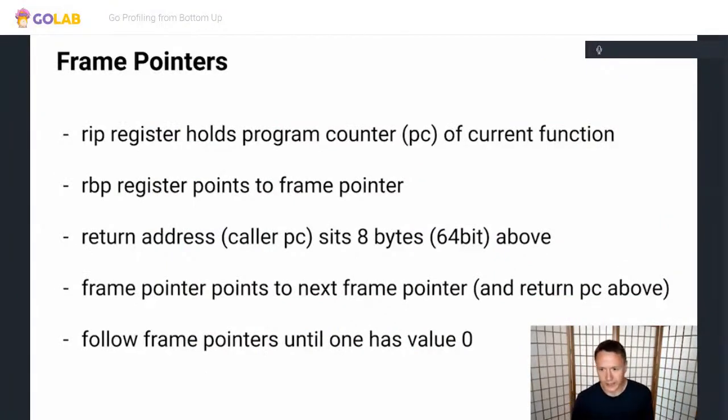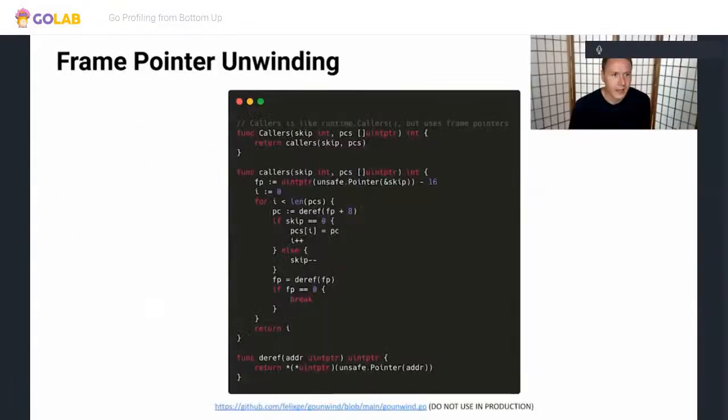Here is a summary of this again. We're not going to go over it again, but if you want to come back to it later. Frame pointer unwinding is actually really, really simple. I mean, this code might not look simple to you, but it's very, very little code. And this is actually a working implementation of frame pointer unwinding that, in fact, acts like a replacement for runtime.Callers, which is a Go API for doing stack unwinding. Do not use this in production. This is just for educational purposes, but it should show you how simple, in theory, the frame pointer unwinding stuff is.